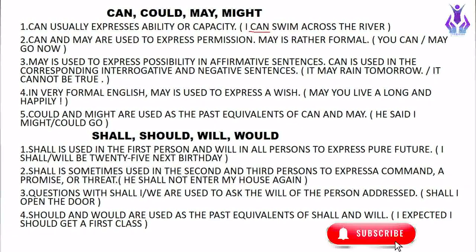We can see it from the example, it may rain tomorrow. So here may is used as a possibility. We are just giving our thought that it may rain tomorrow. And on corresponding interrogative sentences or negative sentences, we put can over there. So it cannot be true. So it is also a kind of possibility, but the possibilities that come under negative sentences or interrogative sentences, we put there can, and in affirmative sentences, we put there may.